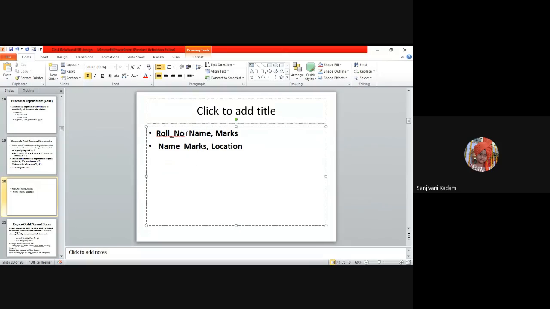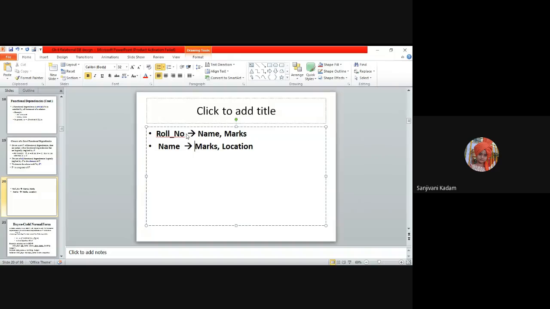Okay, let us consider this is my example. On the roll number, name and marks are dependent, and on the name, marks are dependent.